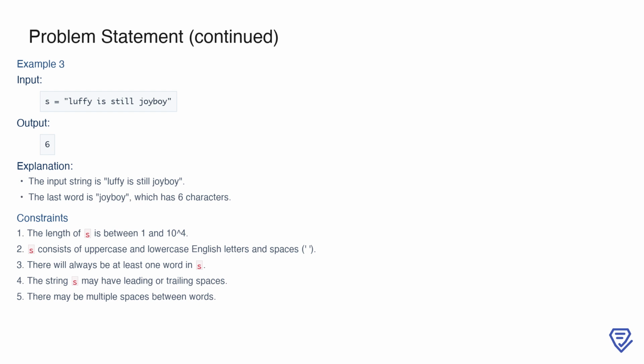Additionally, let's consider the constraints for this problem. The length of S will always fall between 1 and 10,000 characters. The string S will only contain uppercase and lowercase English letters as well as spaces. Importantly, there will always be at least one word in the string, so you don't have to worry about handling completely empty inputs. Finally, the string might include leading or trailing spaces, and there could be multiple spaces between words.